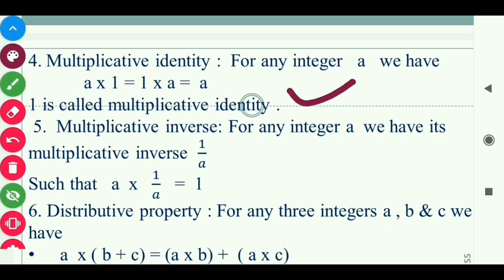And here we have the multiplicative inverse. You remember in the previous video we saw the additive inverse: the additive inverse of a positive was a negative and vice versa. And here for any integer a, we have its multiplicative inverse 1 upon a, such that when I multiply a with its multiplicative inverse, that is 1 upon a, I will get the multiplicative identity 1. For example, I multiply 3 with its inverse, which is 1 upon 3, and when I take its product I will get 1 as the multiplicative identity.